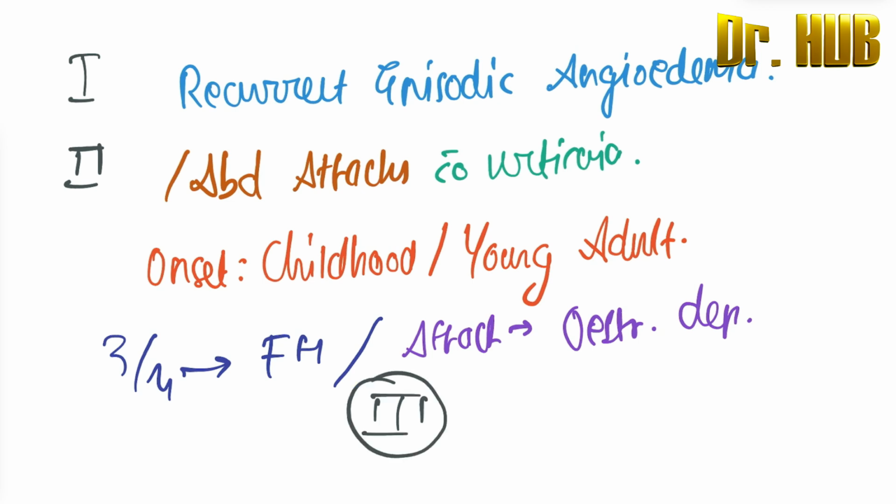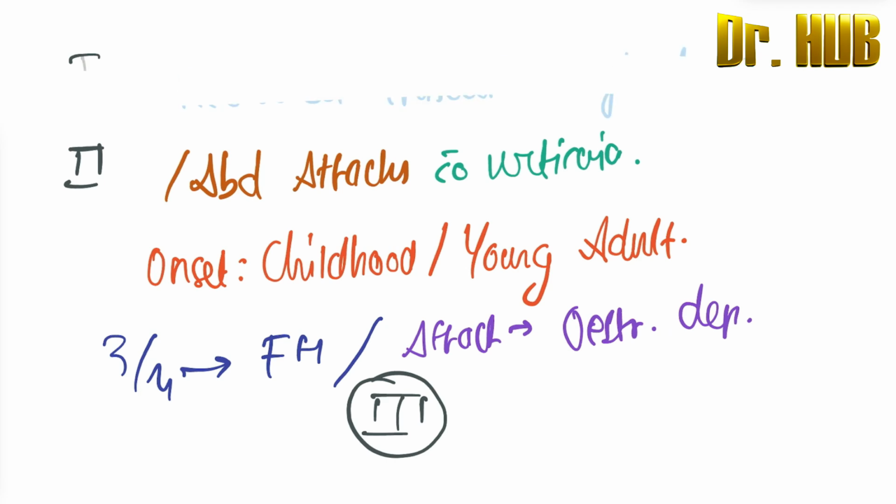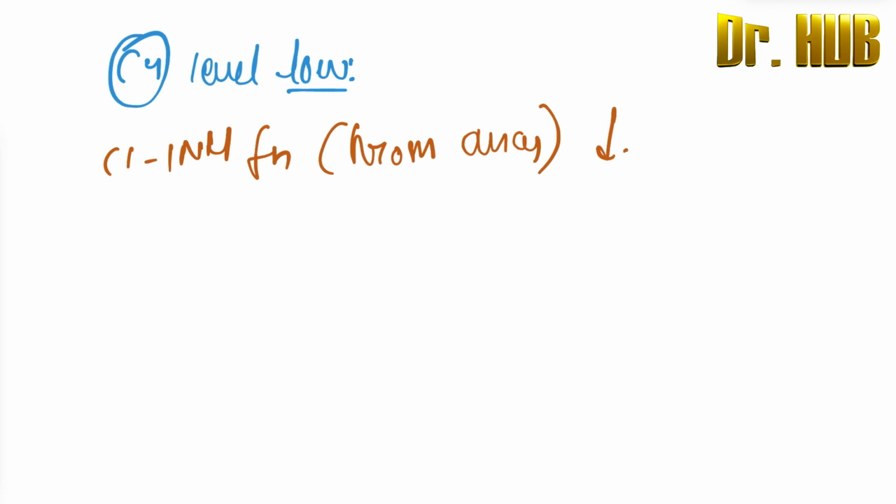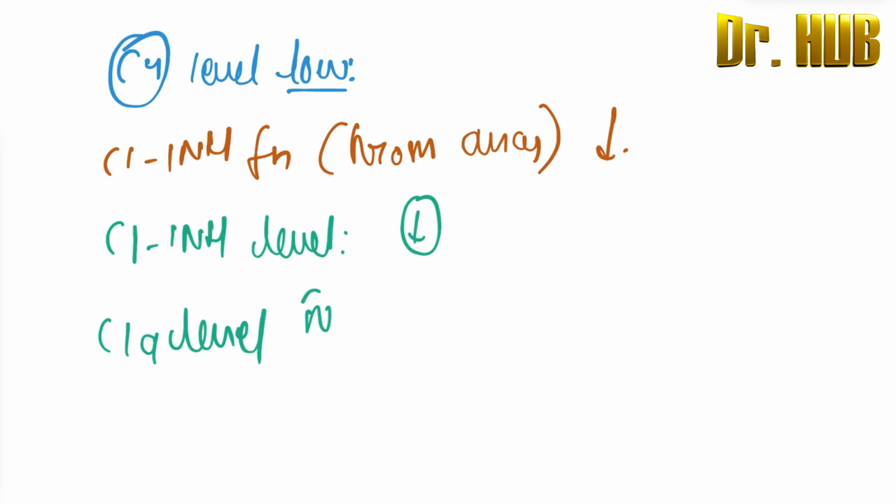Now let's go into detail about the C4 levels. There are various factors and columns we need to discuss. When you look at the C4 level, it is usually low. The C1 INH function, by chromogenic assay, is also usually low. The C1 INH level is also low. Next, the C1Q level is normal.